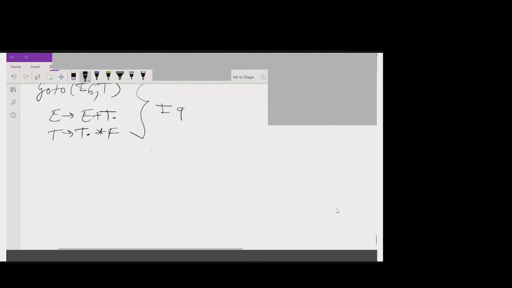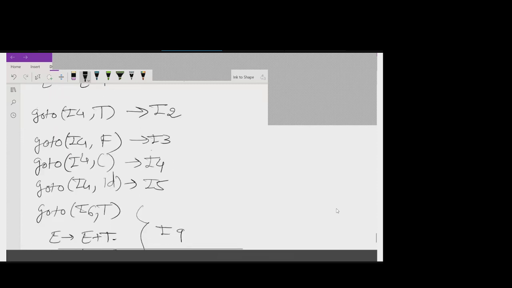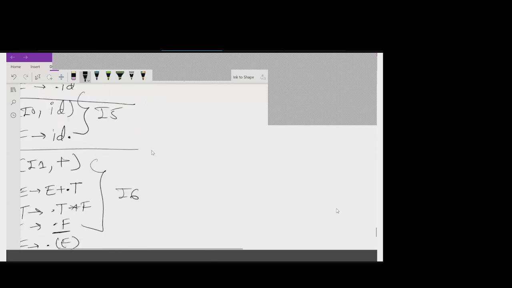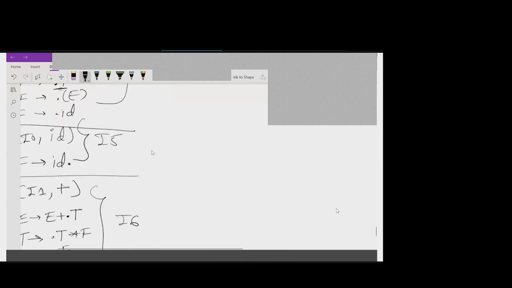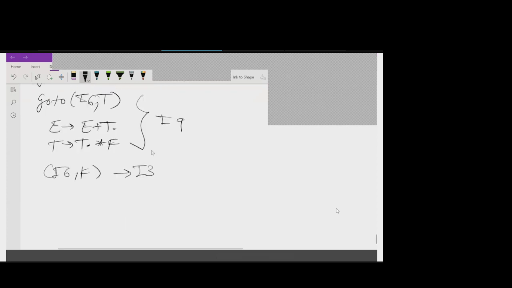Now the next is I6 only, I6 comma F. This will again be the same thing. I6 comma F will be what? T gives F dot, कौन सा state है? T gives F dot is I3, right? Then I6 comma opening bracket is I4, I6 comma ID is I5, right? The states are repetitive here.